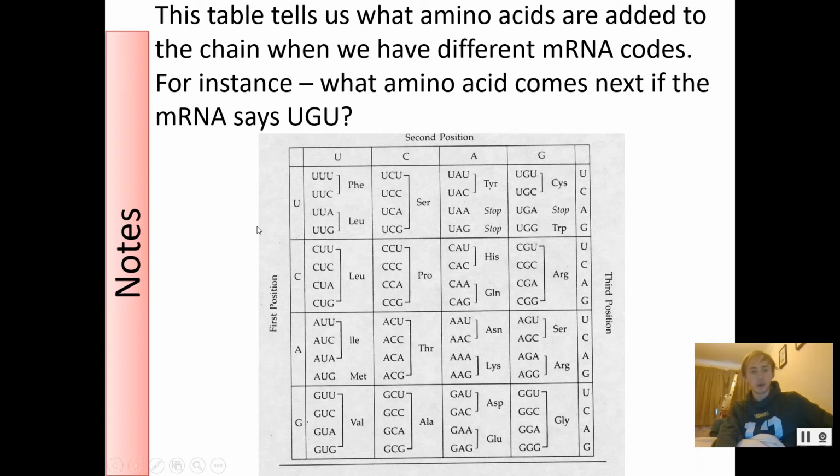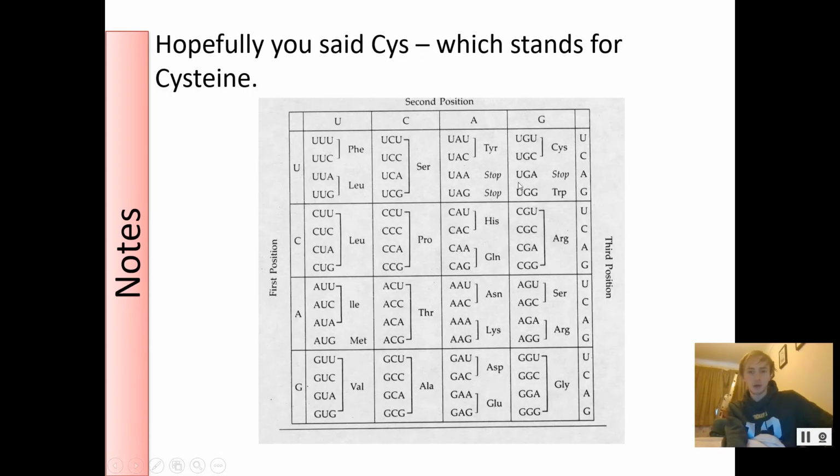So hopefully we're all looking at, there's the first position U, there's the second position G, third position U, UGU is cys or cysteine. You can also see that there is a set possible combination which will make up a stop codon. So if at any point you have a UAA hanging around, that will end the protein right there.